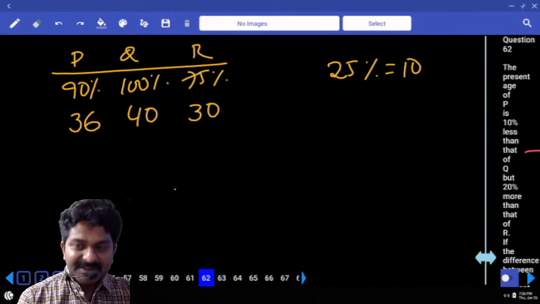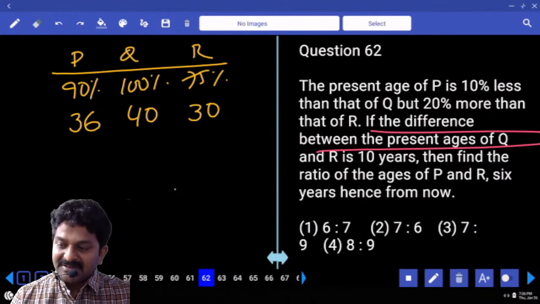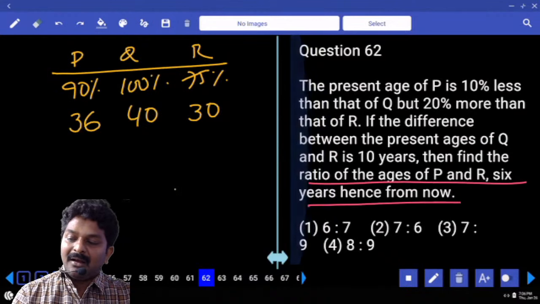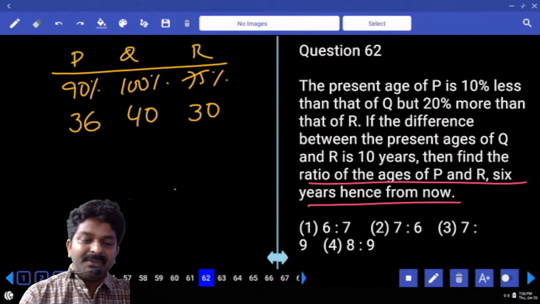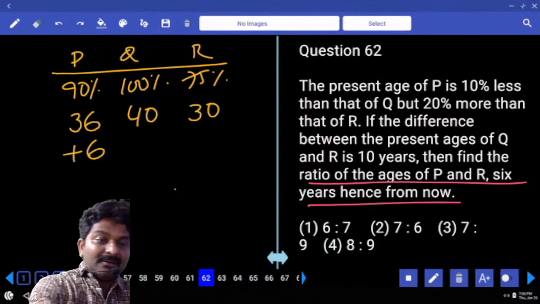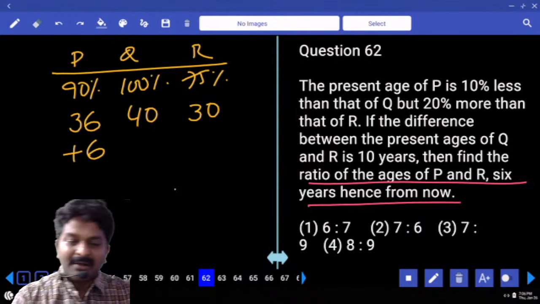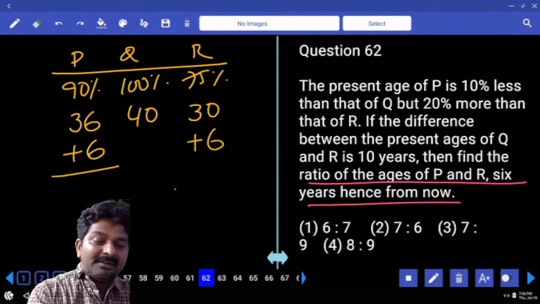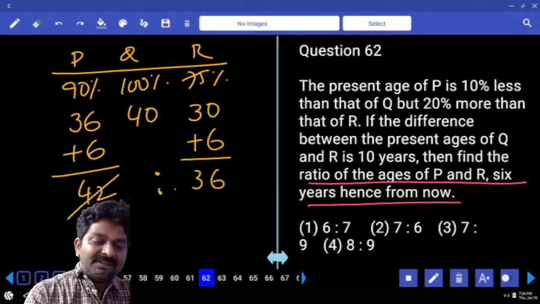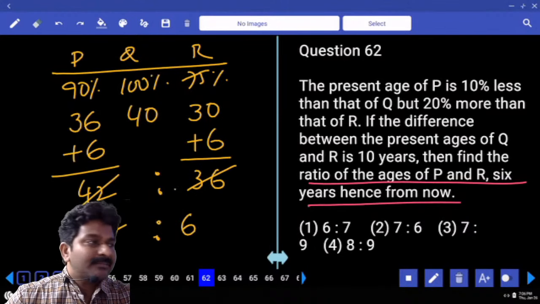These are their percentages. Now the question is, find the ratio of ages of P and R 6 years hence from now. After 6 years, in the sense, to this we need to add 6 years. P and R. This is 42. This is 36. Ratio: 6 times 7, 6 times 6. 7 is to 6.